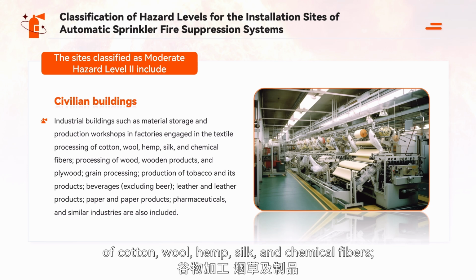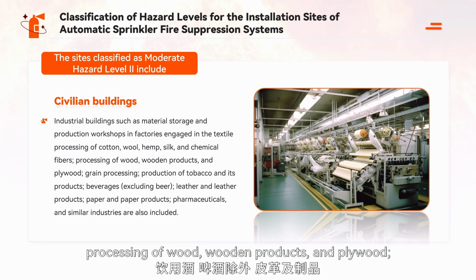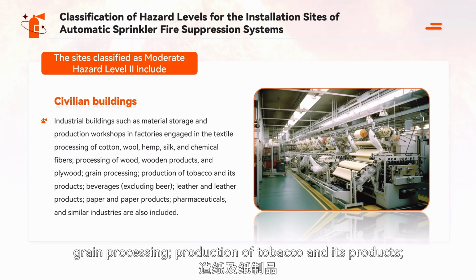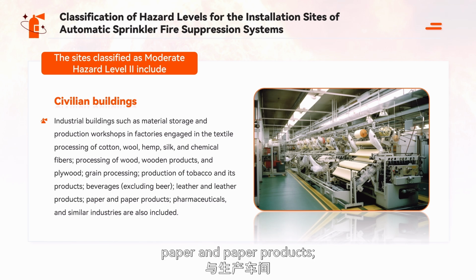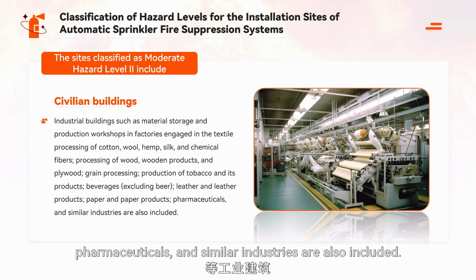2. Industrial buildings such as material storage and production workshops and factories engaged in the textile processing of cotton, wool, hemp, silk, and chemical fibers, processing of wood, wooden products, and plywood, grain processing, production of tobacco and its products, beverages, excluding beer, leather and leather products, paper and paper products, pharmaceuticals, and similar industries are also included.